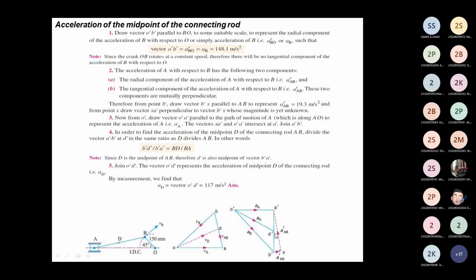Now we have to find the midpoint. For that we can use the same equation. In place of BD by BA, we use B dash D dash by B dash A dash. So it's very easy to find the midpoint. Now just measure the dimension, and as per the scale you take, either 1 centimeter equal to 10 meter per second square, or 1 centimeter equal to 20 meter per second square, you may convert to meter per second square.